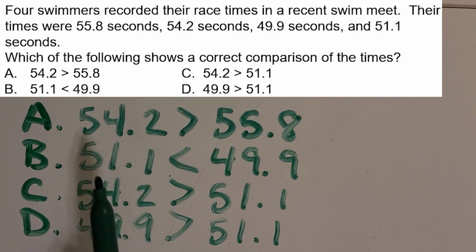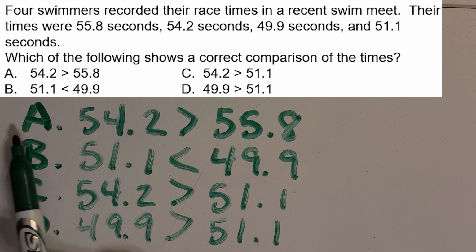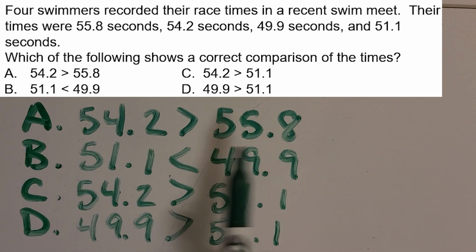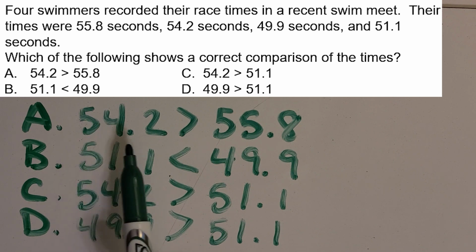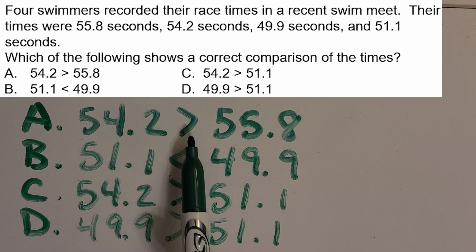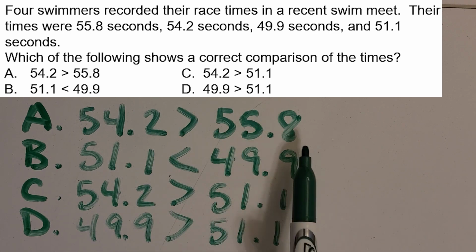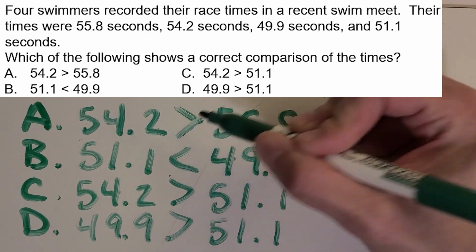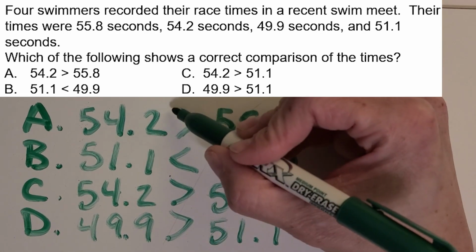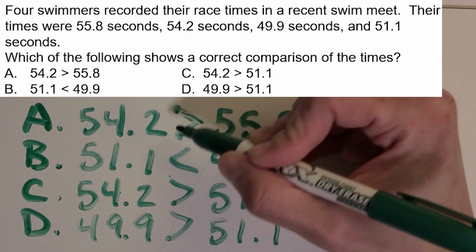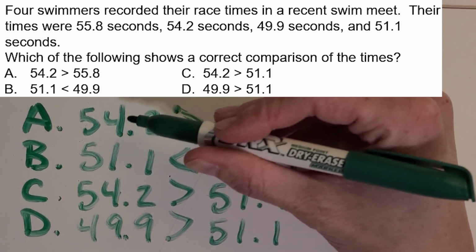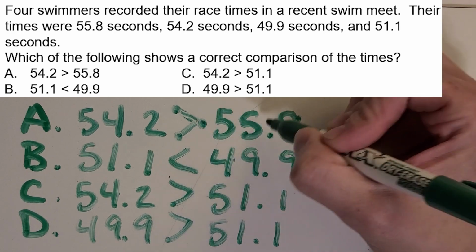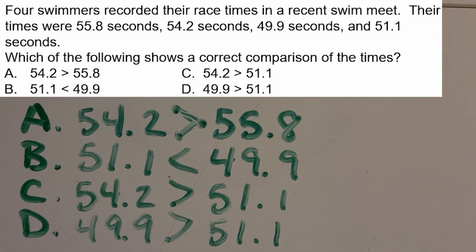Okay, so what I'm going to do now is I'm going to take a look at just choice A. I'm going to start with that one. It says that 54 and 2/10 is greater than 55 and 8/10. And the way to make sure you know what the symbol is saying is sometimes I like to think about it like, okay, this side has 2 dots, so that's going to be the greater one. This side has 1 dot, so that's going to be the smaller one. Okay, so let's see if that is true.